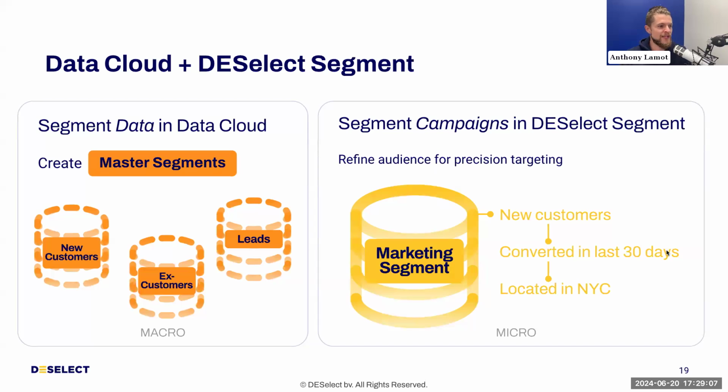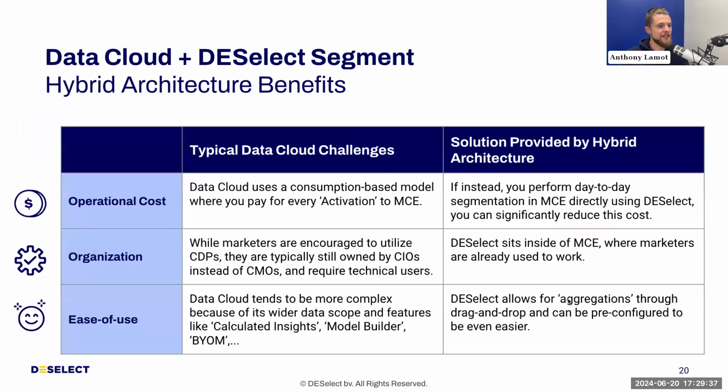So just to sum it up from the last slide one more time, Data Cloud and DESelect segment can work together because you can segment your data in Data Cloud, but you can segment your campaigns in DESelect segment. In Data Cloud, you will be creating master segments, say new customers, whereas in Marketing Cloud engagement, using DESelect segments, you can refine those audiences for precision targeting. And for instance, a marketing segment of new customers could be fine-tuned for an actual campaign. So I hope that makes sense.